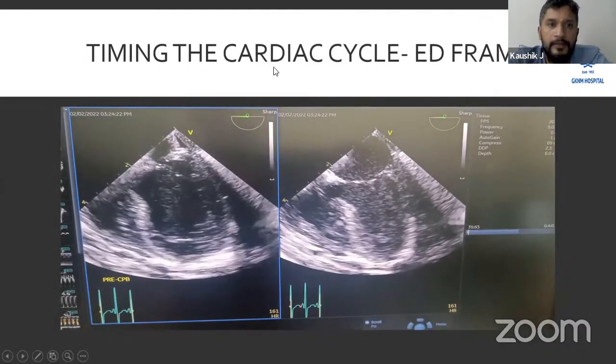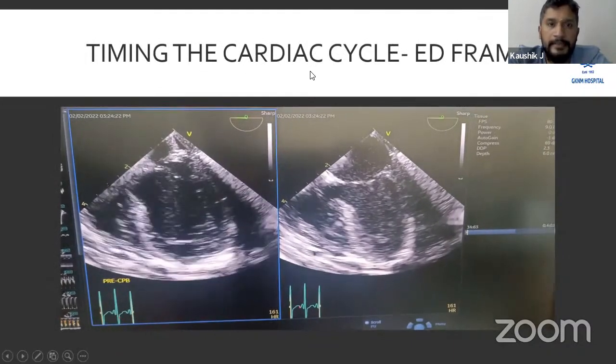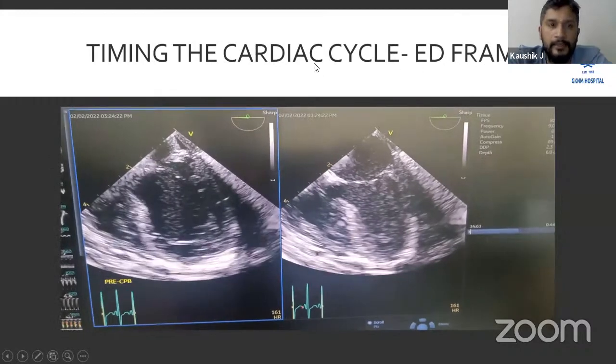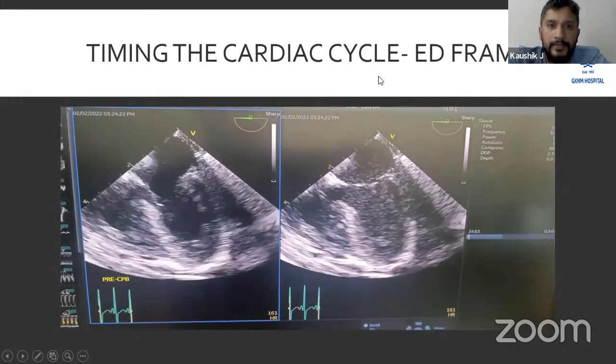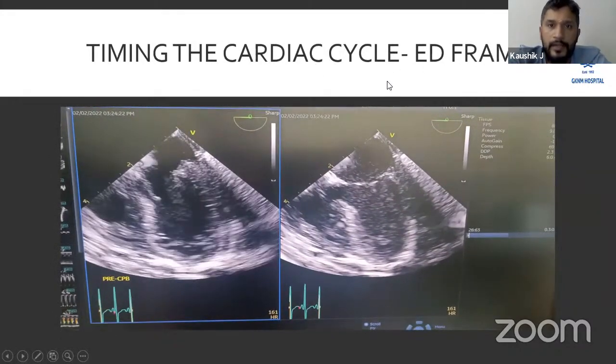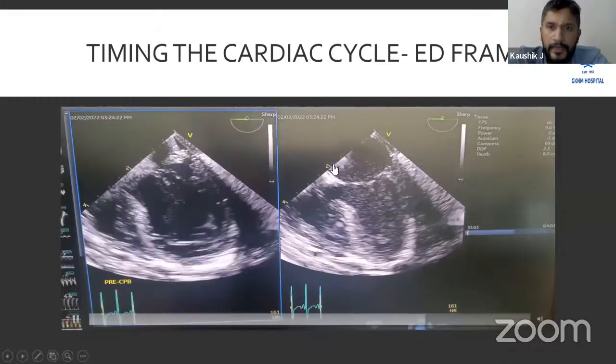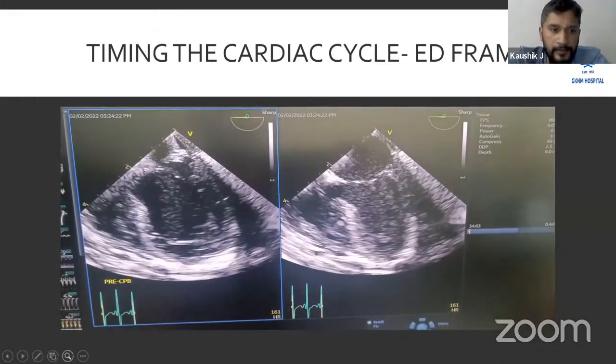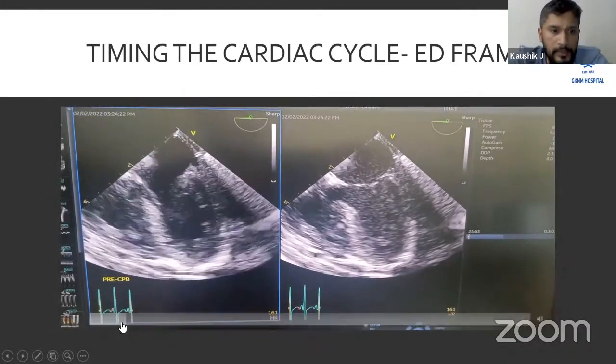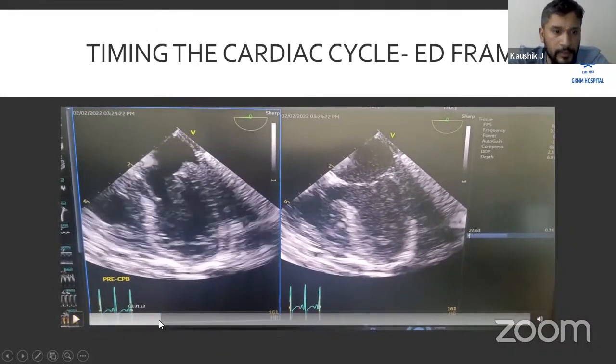So another important step, a very basic thing which we need to know before we proceed into the various indices, is that we need to be able to identify what time of the cardiac cycle we are at. So in this video, we're looking at how to identify the end diastolic frame. So let me just pause this video and loop it.